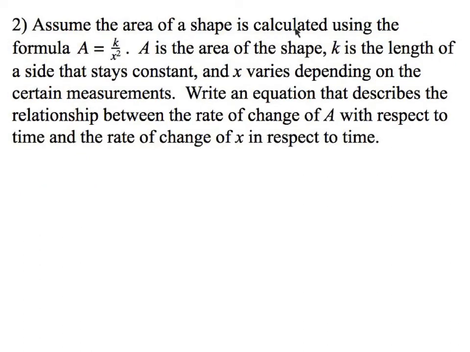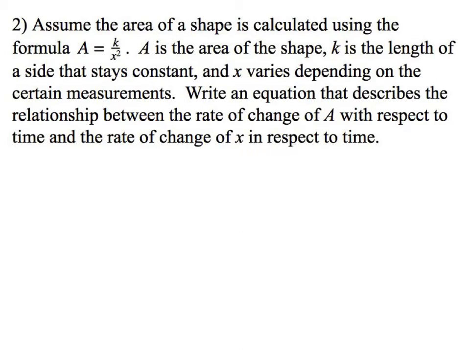Assume the area of a shape is calculated using the formula right here. A is the area of the shape, k is the length of a side that stays constant, x varies depending on the certain measurements. Write an equation that describes the relationship between the rate of change of A, which is area, with respect to time, and the rate of change of x with respect to time.